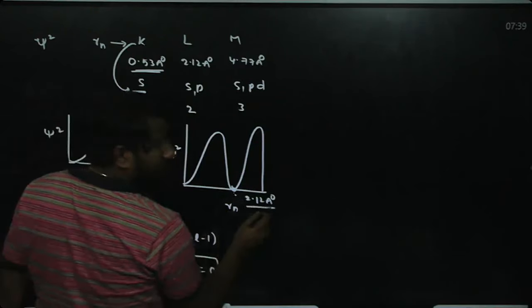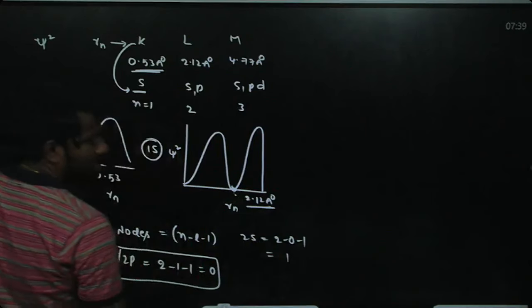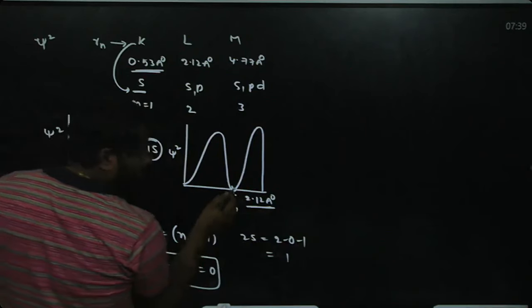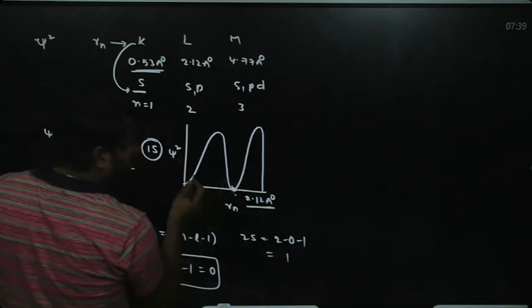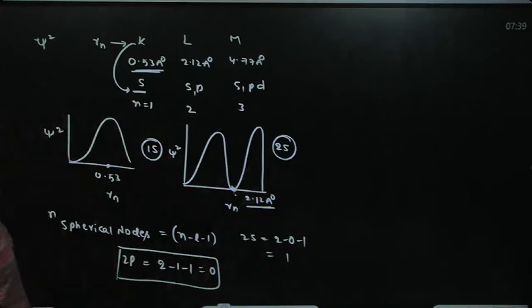Which orbital? If you take the 2s orbital, what is the formula? 2 minus 0 minus 1. How many spherical nodes do we have? One spherical node is there. So this represents which orbital? 2s orbital. Don't be confused.